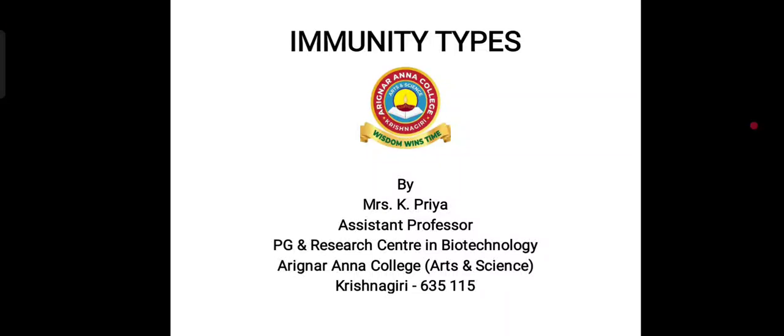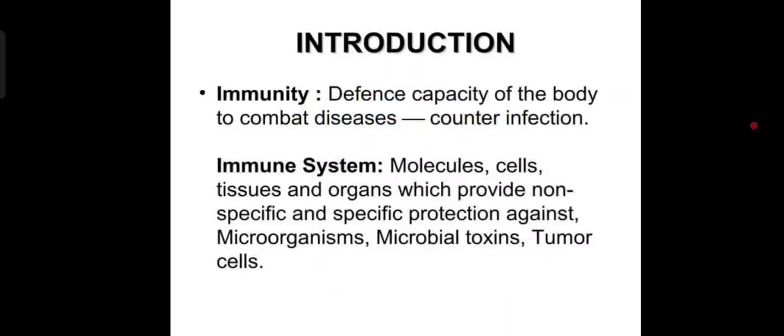My topic is immunity types. Introduction: Immunity is the defense capacity of the body to combat disease-causing agents. There are two types of immunity. One is innate immunity, another one is acquired immunity.